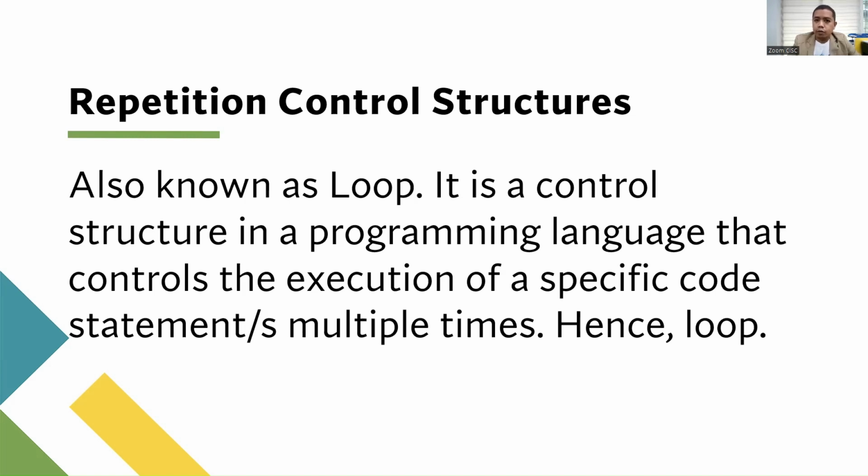In simple words, conditional control structures will identify whether to execute or not the code, whereas if we talk about repetition control structures, we are more or less determining how many times to repeat the execution of specific parts of these codes.